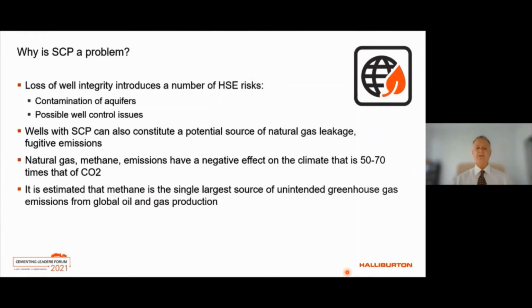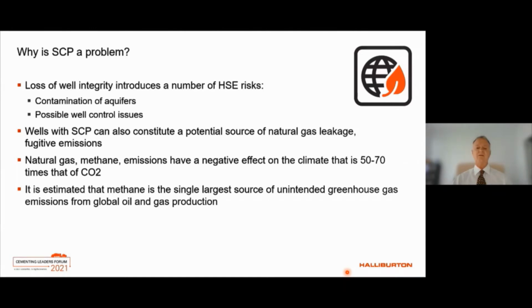So why is sustained casing pressure a problem, and what possible consequences can occur? Sustained casing pressure by unwanted hydrocarbon flow in the annulus can contaminate aquifers used for residential consumption, as well as present the operator with potential well control issues. At a time when environmental improvements are a key agenda item for us all, sustained casing pressure can lead to unwanted release of gas, often referred to as fugitive emissions.